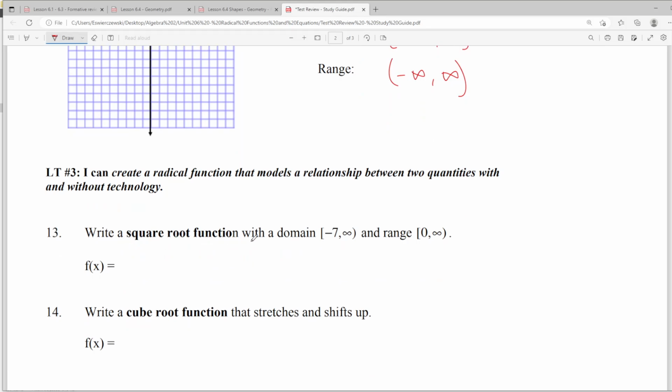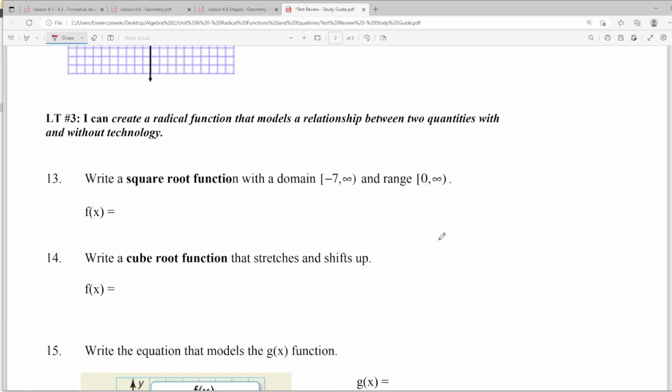So we're going to create a square root function with this domain and range. So this would be our h. This would be our k. So we can make it like this. Yes, it is 6. I got it right. And that's it, because k is 0. Cube root function that stretches and shifts up. So let's make some number greater than 1 and then shift it up. That would work.